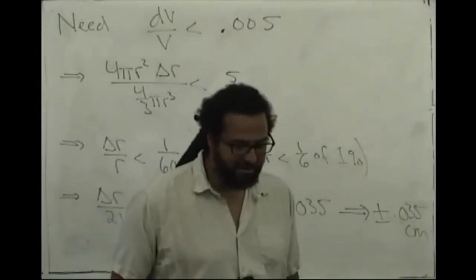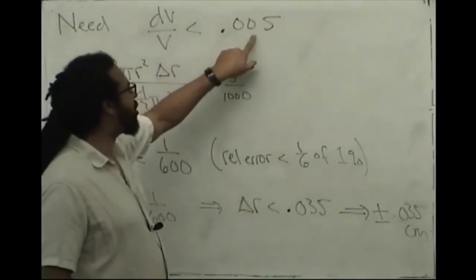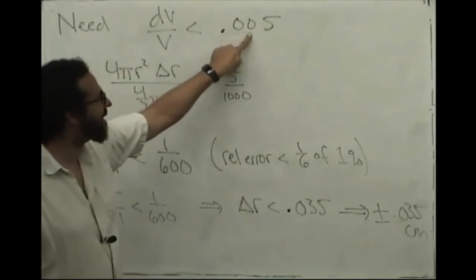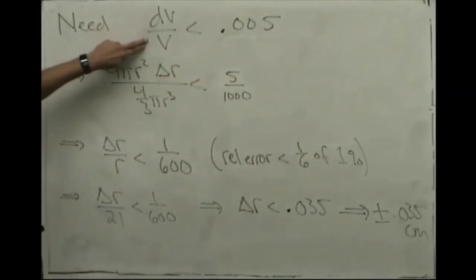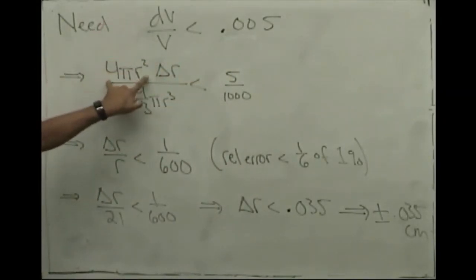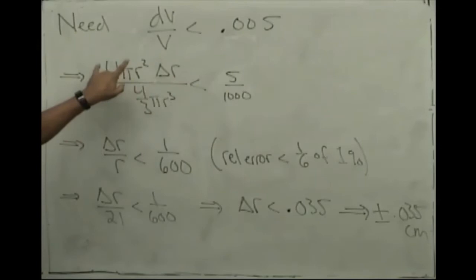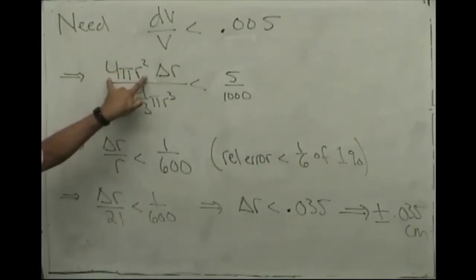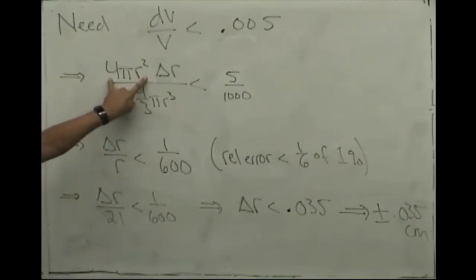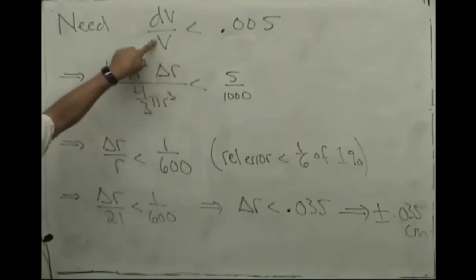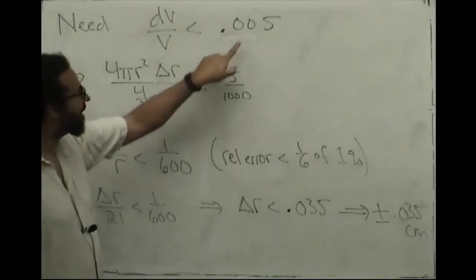So what do I need to have happen? The goal is to make my relative error less than 0.5%. So 0.5% written as a decimal is 0.005. That's the goal. So what's dV and what's V? Well, dV is V prime of R times delta R. That's the formula for the differential. V prime is just the derivative of 4/3 pi R cubed, so that's going to be 4 pi R squared times delta R, over V itself, which is 4/3 pi R cubed. I need that thing to be less than 5/1000.